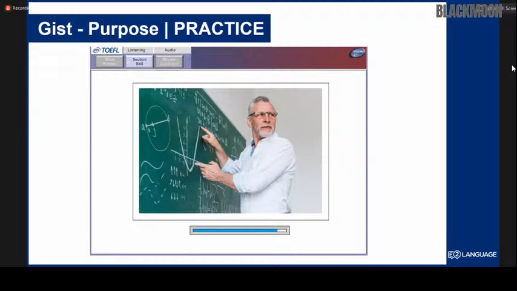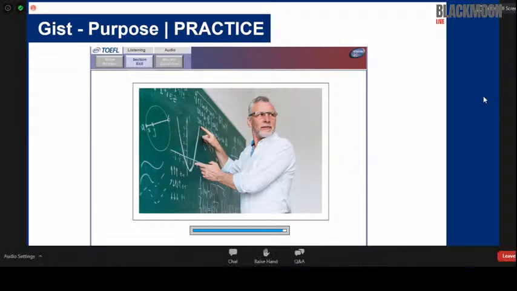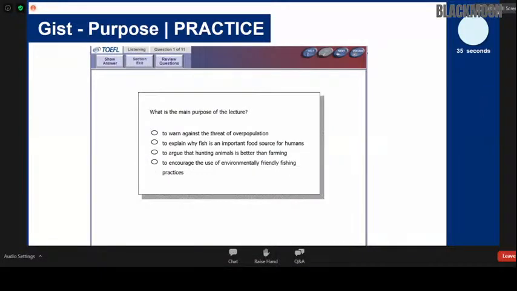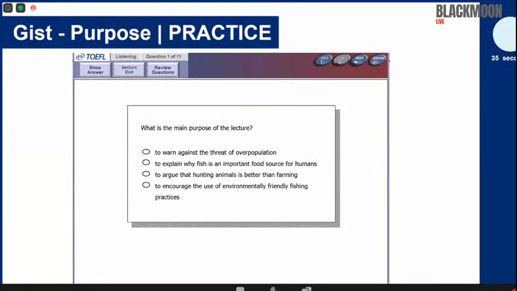And he was right. Today, fish is the last food source that we hunt. All others are farmed. We must move to more sustainable farming of fish. What is the main purpose of the lecture?